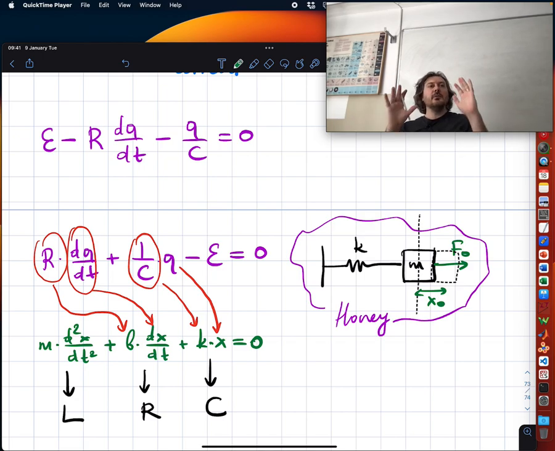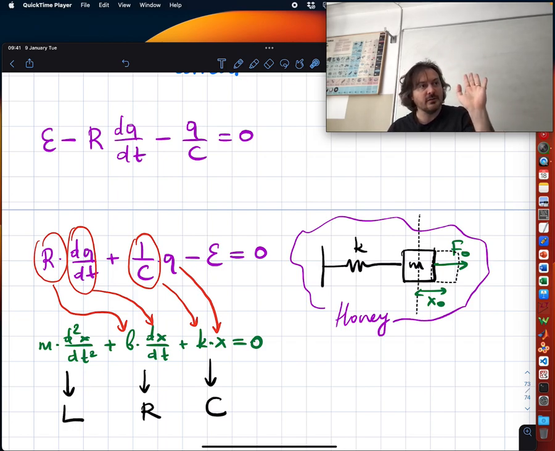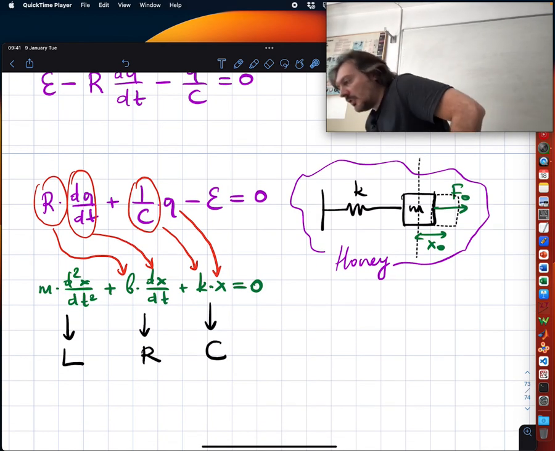This is exactly what happens with the RC circuit. So the potential is like the force pulling it, and we will eventually reach a certain charge, which, remember, was corresponding to position, right? We will reach a certain charge and we will stop there. Are you with me? Yes? Good.